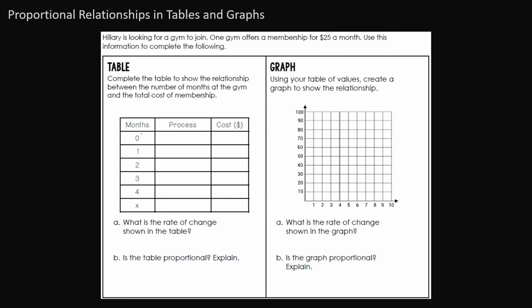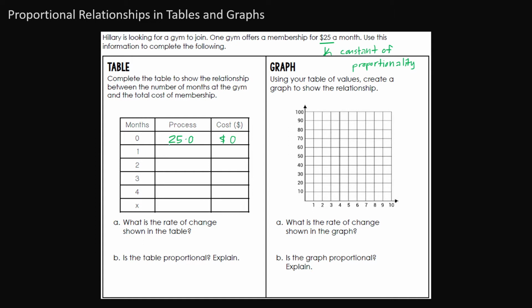So let's say we're starting at 0 months. If the gym costs $25 a month, we're going to say $25. That is our constant of proportionality. And remember, k is y over x. So if we go to the gym for 0 months, that means we are multiplying the constant of proportionality by 0, 25 times 0. And the cost for that month would be $0.